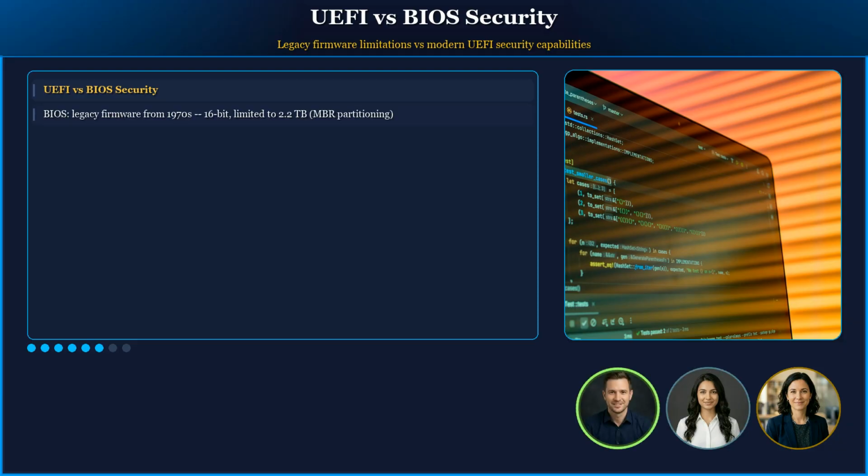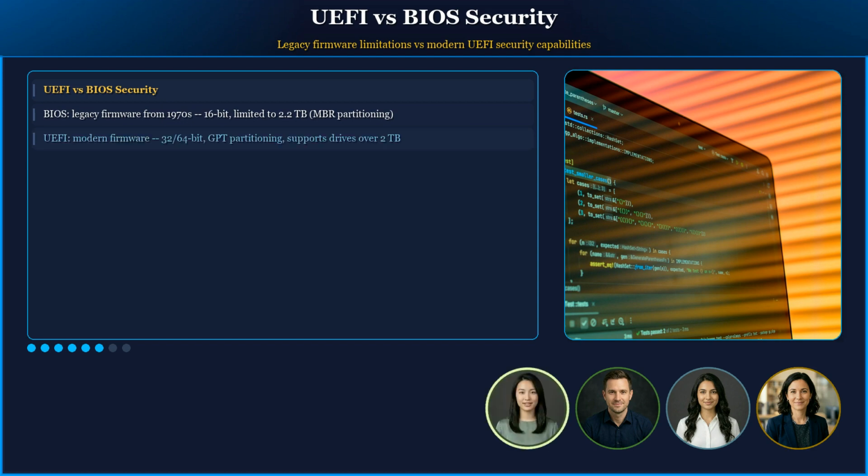UEFI, the Unified Extensible Firmware Interface, is the modern replacement. It runs in 32 or 64-bit mode, supports the GUID partition table which handles drives beyond the BIOS limit, boots faster, supports network boot, and, critically, supports secure boot.